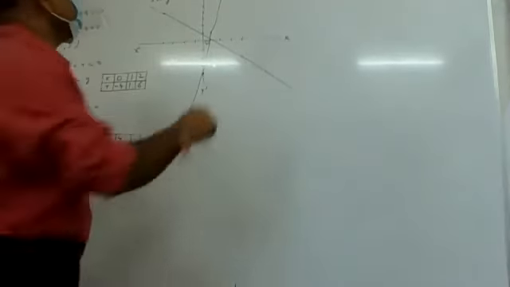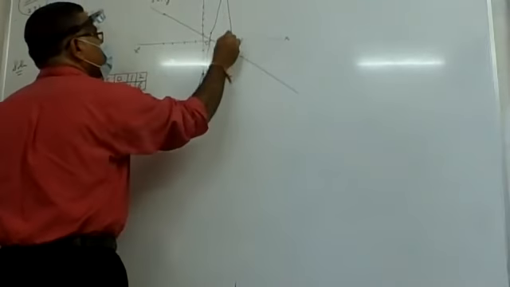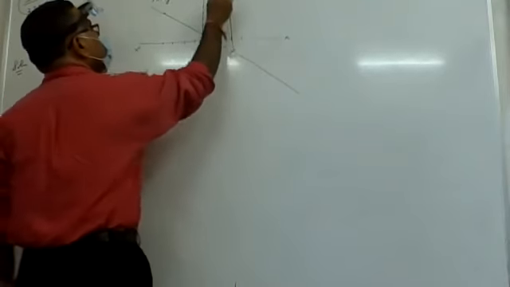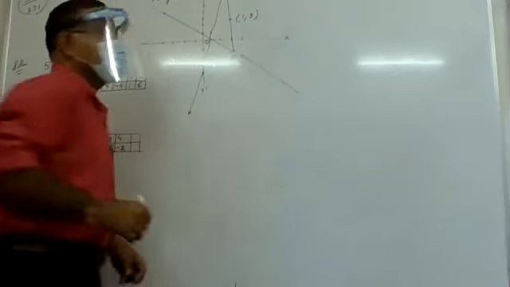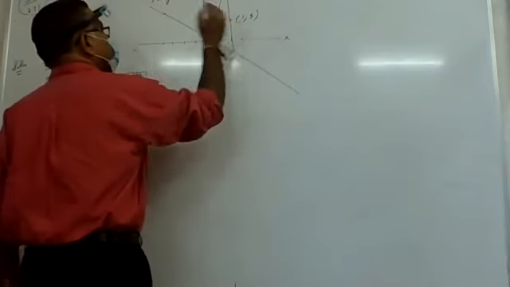Now, between these 2 lines, suppose this is another segment, let it be PQ. This segment is bisected at the point (1, 5). Let the point be M, where it bisects. This is the question. Between these 2 lines, this segment is bisected at the point (1, 5). I have to obtain the equation of this line, the equation of PQ.